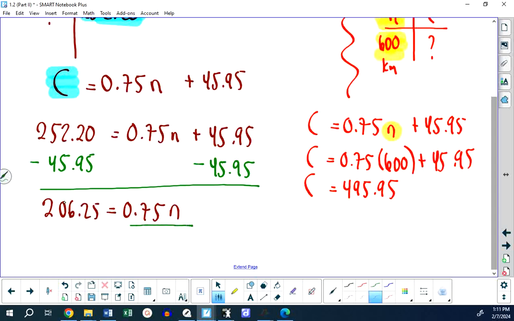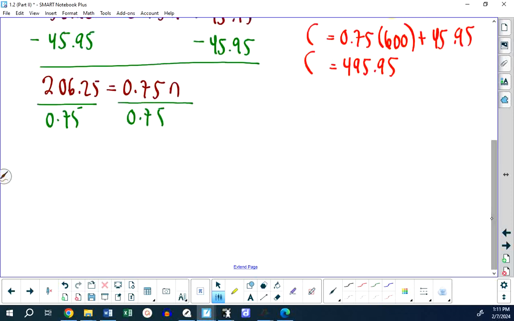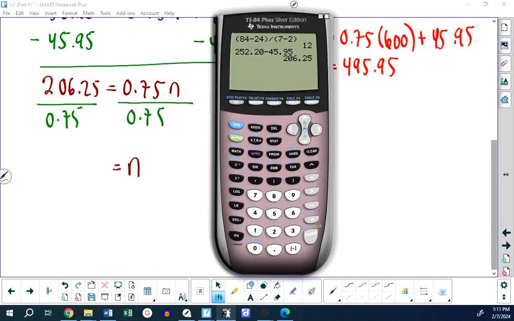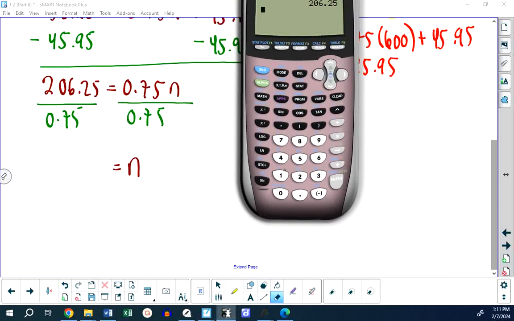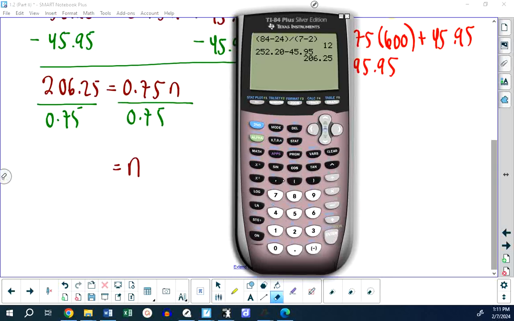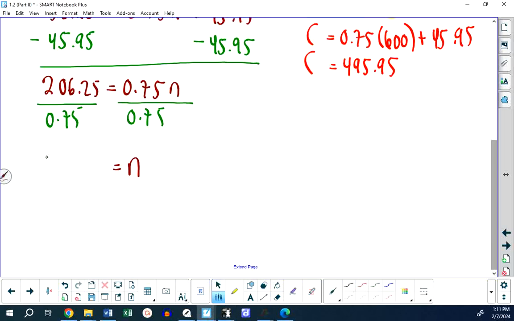And then I have to divide by the 0.75. And I get n equals... do that again. Divided by 0.75, 275 kilometers. And that's the answer to the question.